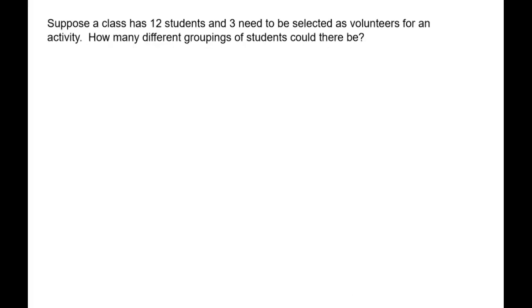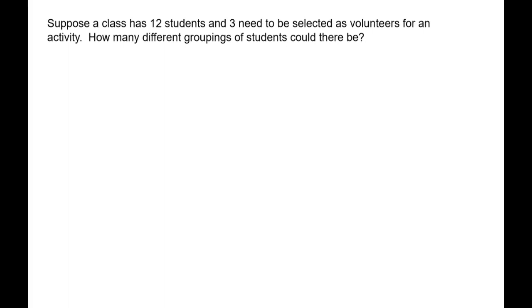To end this lesson, we're going to go through a few different examples showing how permutations and combinations work. For the first one, suppose a class has 12 students and 3 need to be selected as volunteers for an activity. How many different groupings of students could there be?